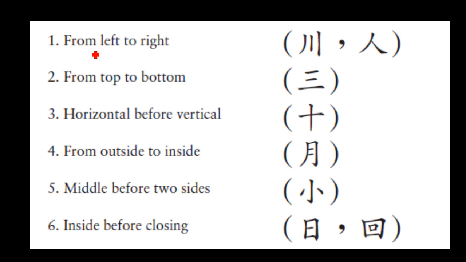Number 1, from left to right. 川 means river. 撇 竖 竖. 人 means person. 撇 捺. Number 2, from top to bottom. 三 means 3. 横 横 横.